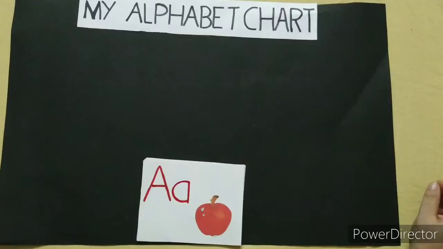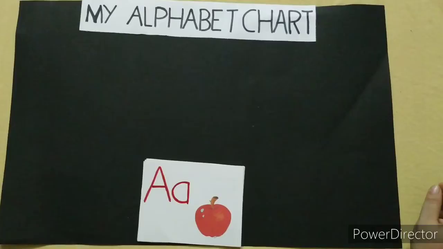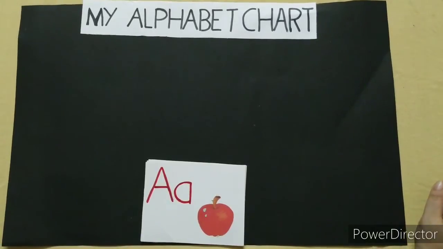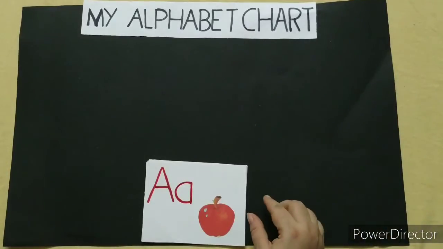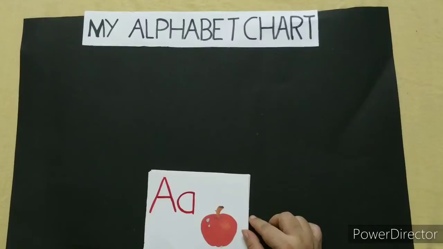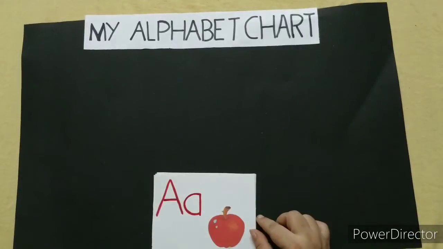Okay, so today we are going to do one more activity related to the alphabet which we have already learned. In this activity, we are going to make our alphabet chart. I have some flashcards of the alphabet with their pictures. So let's start making our alphabet chart.